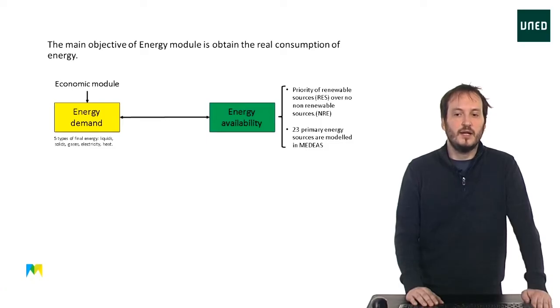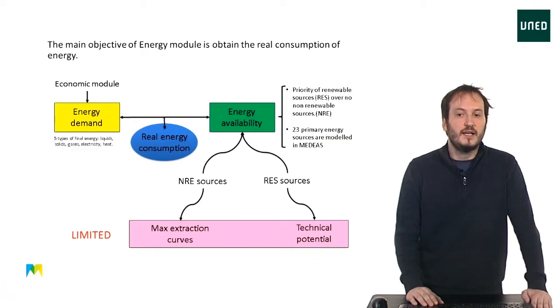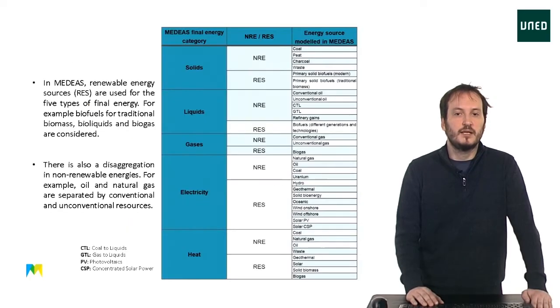In MEDEAS, renewable energies have priority over non-renewable energies. 23 energy sources have been modeled in MEDEAS. Once the energy demand has been compared with the energy availability, the real consumption is obtained. Apart from that, energy availability is limited in MEDEAS in both non-renewable and renewable sources. The maximum extraction curves limit the non-renewable resources through Hubbert curves, while the renewable sources are limited by the maximum potential. Hubbert curves and maximum potential concepts were explained in the previous session of this topic.